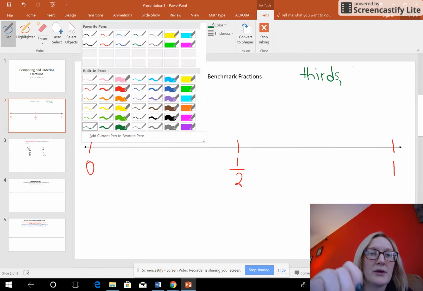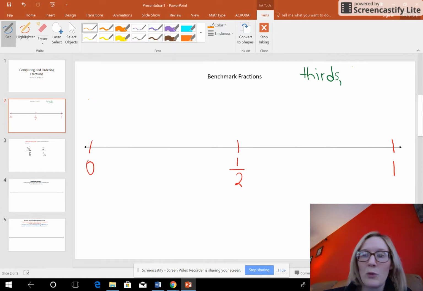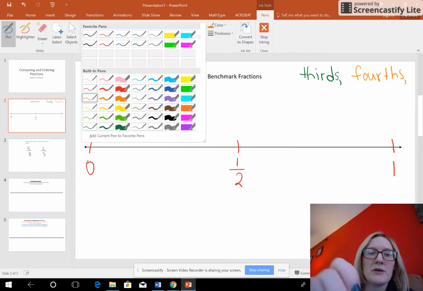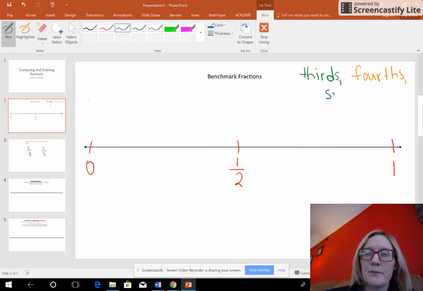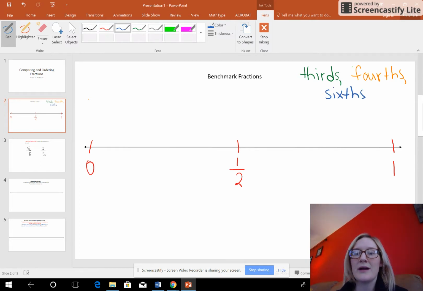I'm going to label thirds. I'm going to label fourths. And I'm also going to label sixths. So again, just because I have halves already labeled on this number line doesn't mean I can't label other fractional amounts. The 0, 1/2, and 1 whole point are just going to help me label my thirds, fourths, and sixths.